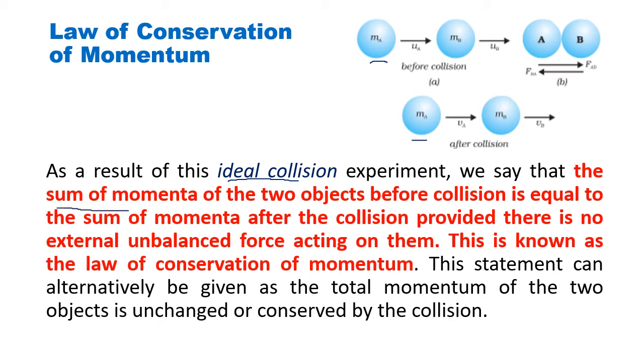The sum of the momenta of the two bodies before collision is equal to the sum of the momenta after the collision, provided there is no external unbalanced force acting on them. This is the balanced force. How? FAB equals minus FBA. So the statement can also be given as: the total momentum of the two objects is unchanged or conserved by the collision. This means the total momentum before the collision and the total momentum after the collision remain unchanged.